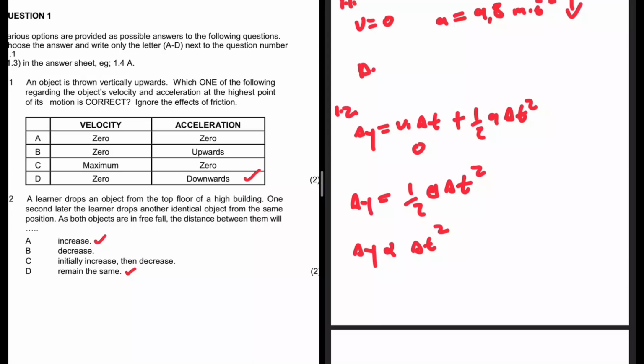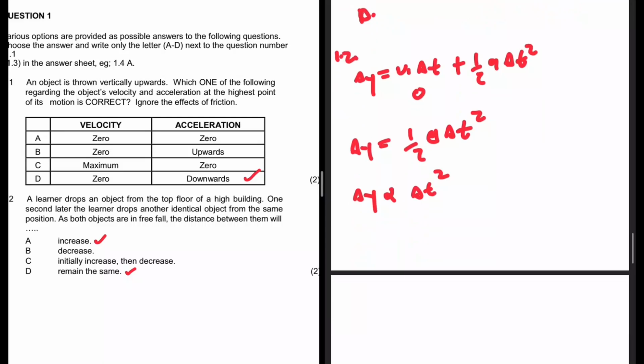So the distance between the two objects would actually increase. So that is one way we can reach that conclusion through theory. Another way we can reach that conclusion is through calculation. Let me show you how.